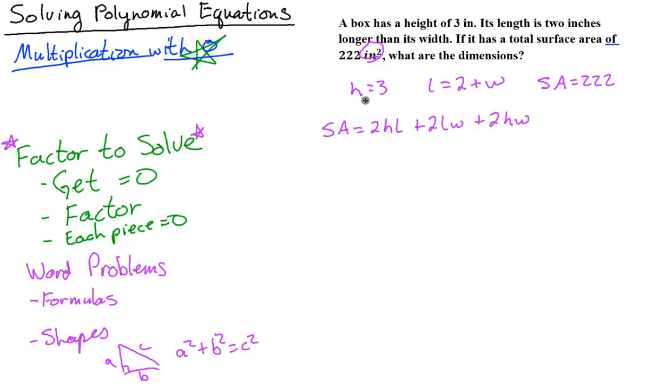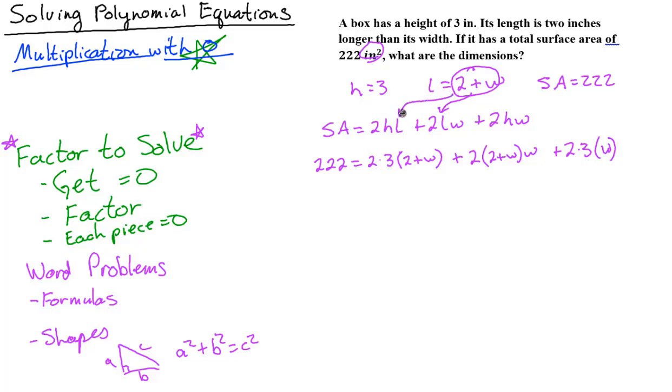So let's see what we've got here. The surface area, that's 222 equals 2 times h times the length, which is 2 plus w, okay, plus 2lw, which is 2 times the length, which is 2 plus w, times w, plus 2h, which is 3 times w, oh, which is just w. Yes. So you see how that worked? We stuck this everywhere there was an L, almost like substitution. And we stuck the H, which was 3, everywhere that was, and we took the 222 and stuck it in.